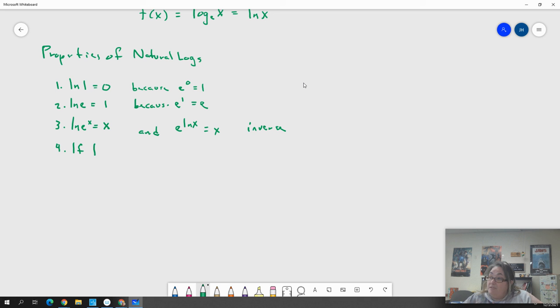This is just like our last one. If ln x equals ln y, then guess what? x equals y. Does that make sense? Same as before. We have ln of x and ln of y. Well, the ln's are the same, so if they're going to be equal, x and y also have to be the same. You following me there?